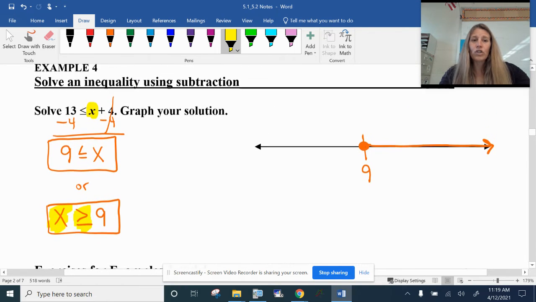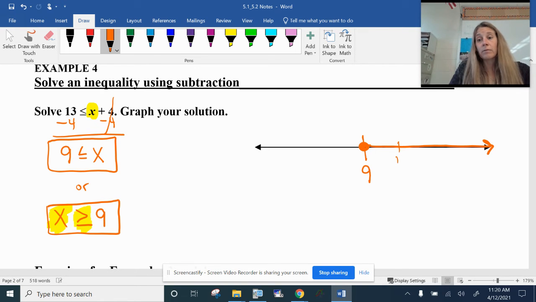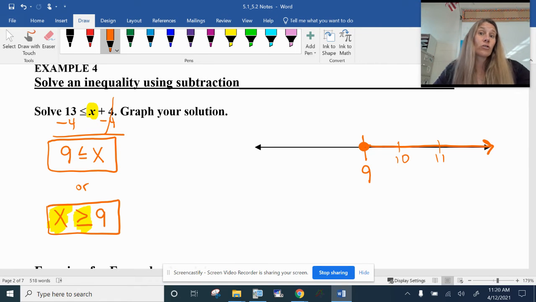So I prefer to usually just check with a number, and I say to myself, okay, what's a number that's greater than or equal to 9? Like 10 or maybe 11, and I just make sure those numbers are on the side of the number line that is shaded.